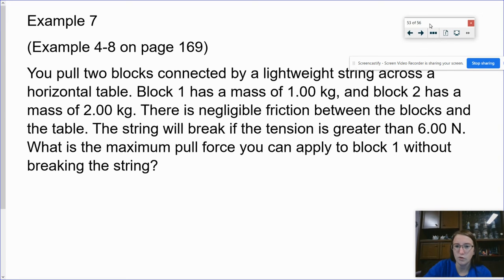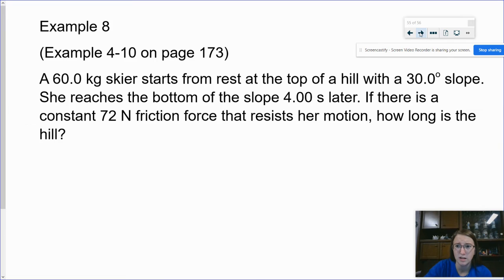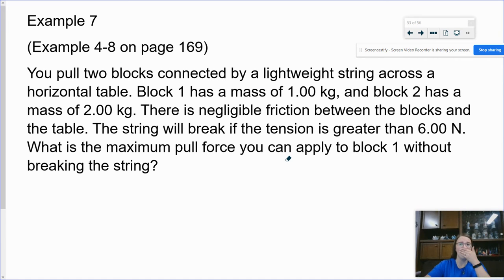Okay, we got a few questions left. Now these last few ones that we're going to be doing, I'm going to walk through one with you, and then you are going to try it next, because these ones we didn't get to in class. So let's go ahead and try this.